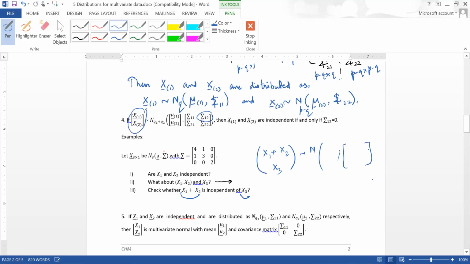Because you have your variance covariance matrix. This is a 2 by 1 vector now, so you will have a 2 by 2 matrix here. So you can check whether the sigma 1, 2 part equals 0. If so, it's independent, right? So what you have to do is first find the distribution of x1 plus x2 with x3. How can we find the joint distribution of the two?